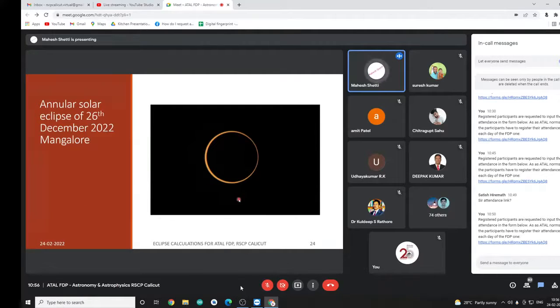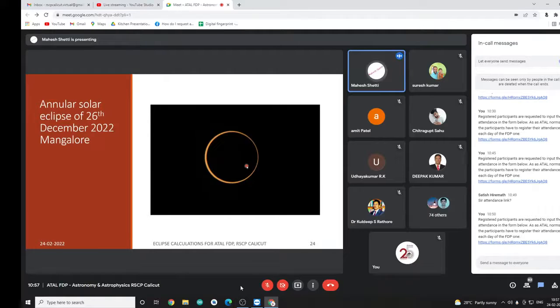You put a filter on the camera and you take a photograph. Without a filter it is not advisable to see an annular eclipse. However small this limb of the sun is, it is still very bright and it is going to have a focused image on the retina and it is going to burn the retina.